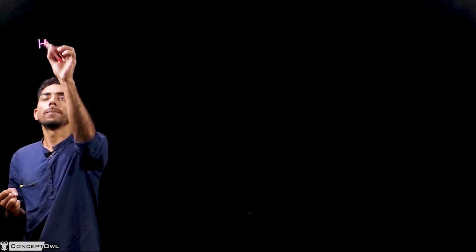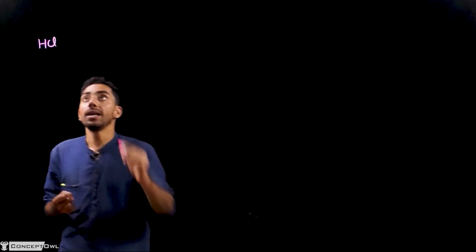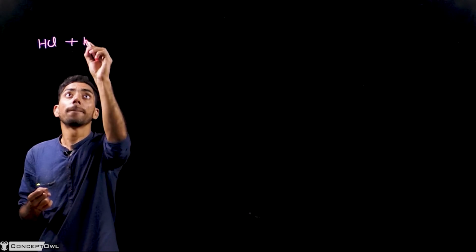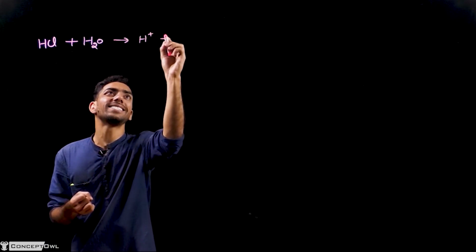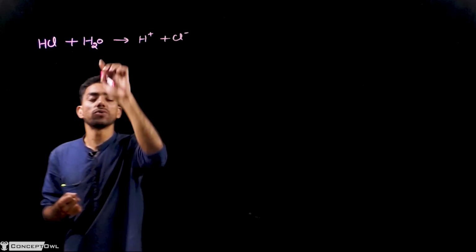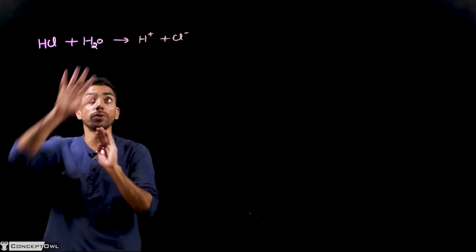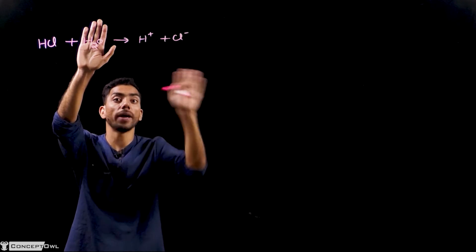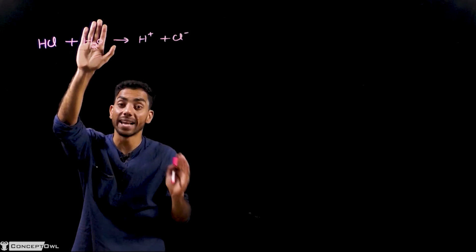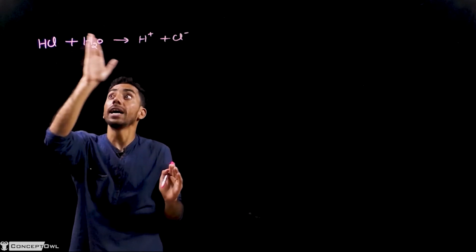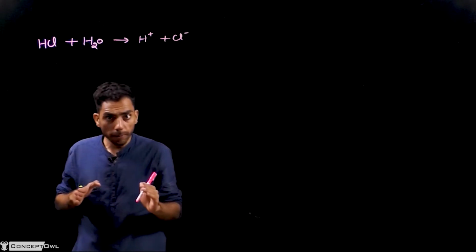So HCl can break into H positive ion and Cl negative ion in the presence of water only. If we don't have water, this reaction won't happen. This HCl will not break into H positive ion and Cl negative ion. So to break HCl, we need water.